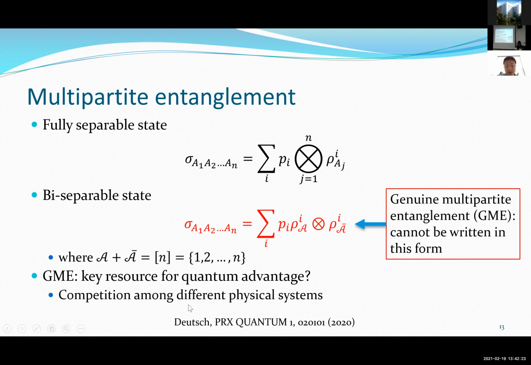Nowadays we have different quantum systems: superconducting systems, ion trap systems, quantum optics systems. People compare which system is better for quantum computing or quantum information processing. One criterion for comparing different systems is the number of genuinely multipartite entangled qubits, so basically how many qubits you can entangle together genuinely. We can think of GME as a kind of benchmark or score to compare among different physical systems. So this is very important.